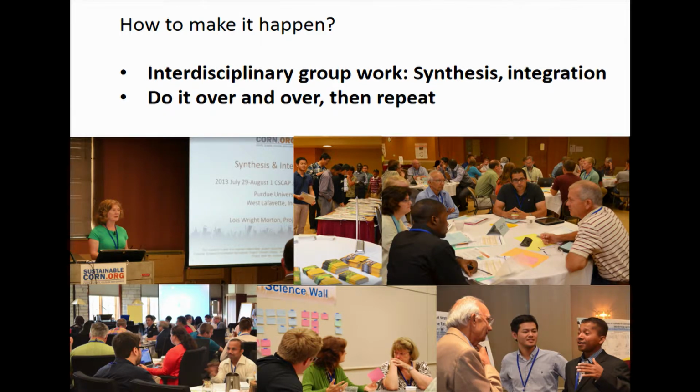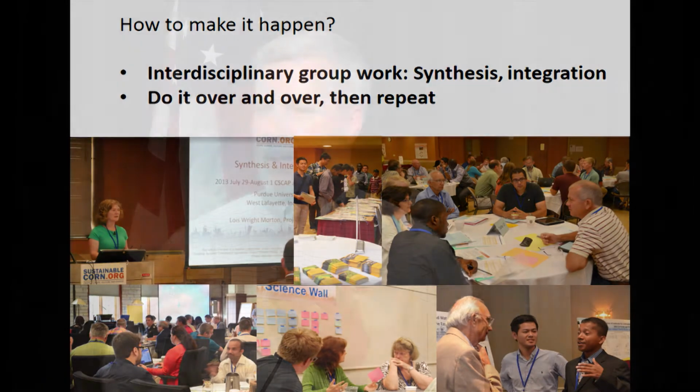And the thing that we found, and thanks to Lois Wright Morton, who's up in the upper left there, she's a very willful person. She basically made it clear to us that she wasn't going to quit until we got it, was to just keep on doing it over and over and then repeat, because it takes us a really long time to learn how to work together sometimes.